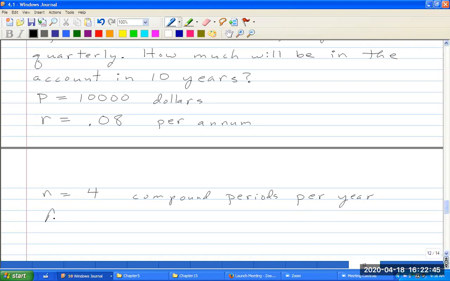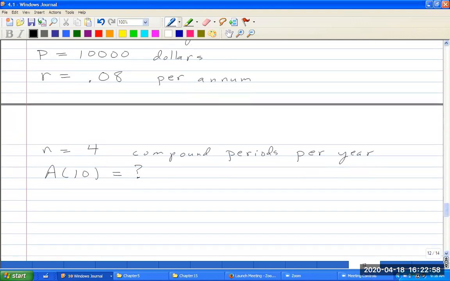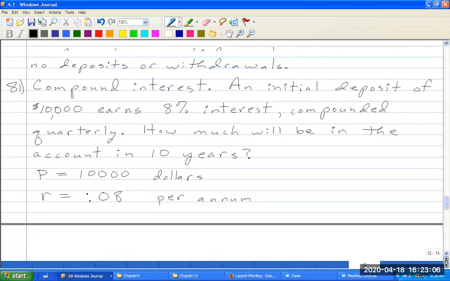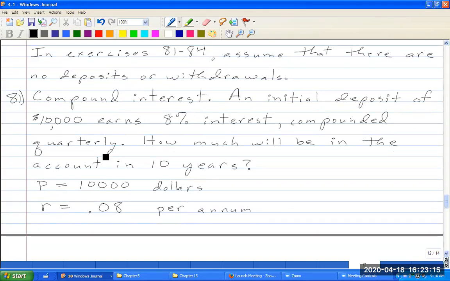So you want to figure out the amount that you have in the account after 10 years. Let's use the compound interest formula. How did you get 4? Oh, because it is quarterly. There are 4 quarters in a year. Okay, thank you. Yeah, since it says quarterly.